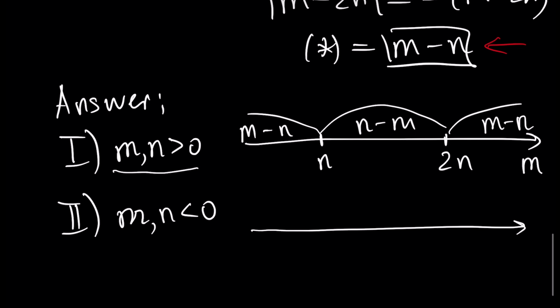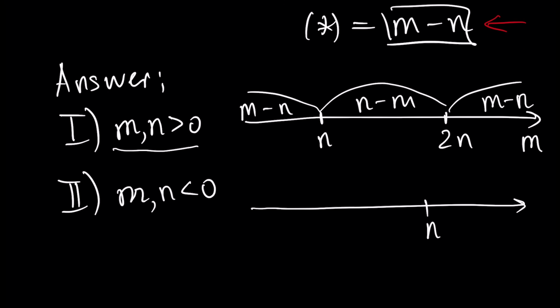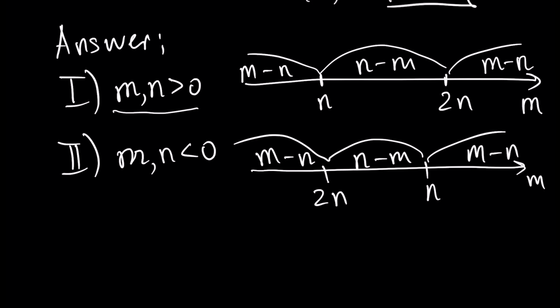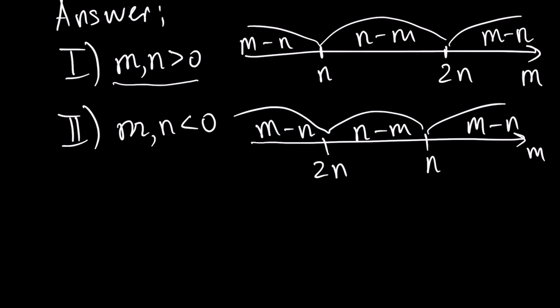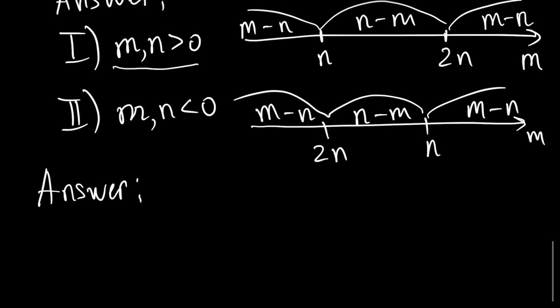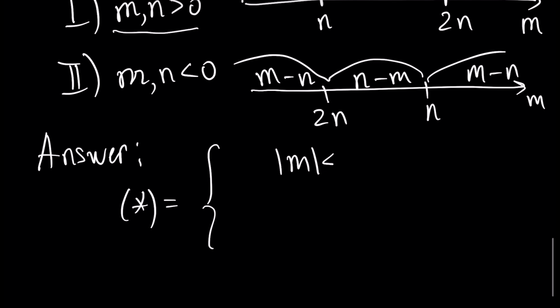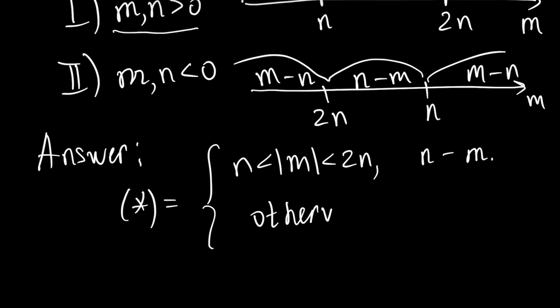When m and n are negative, in this case we have n here, and number 2n will be here. In this case we have here m minus n, here we have n minus m, and here we have m minus n. So this is the final answer. The answer for this problem can be written in a more compact form. We can write the answer. The answer is, when the absolute value of m is in this range, bigger than n and less than 2n, the answer will be n minus m. And otherwise, the answer will be m minus n.